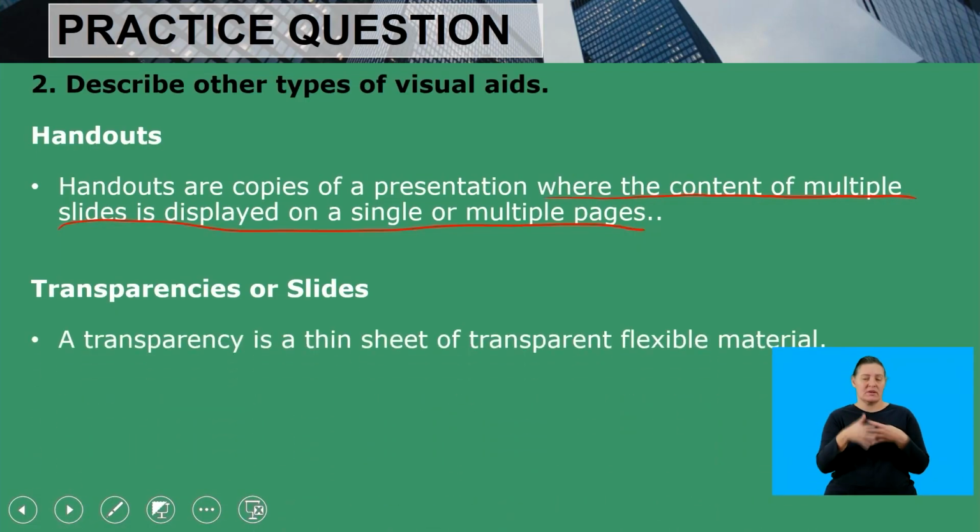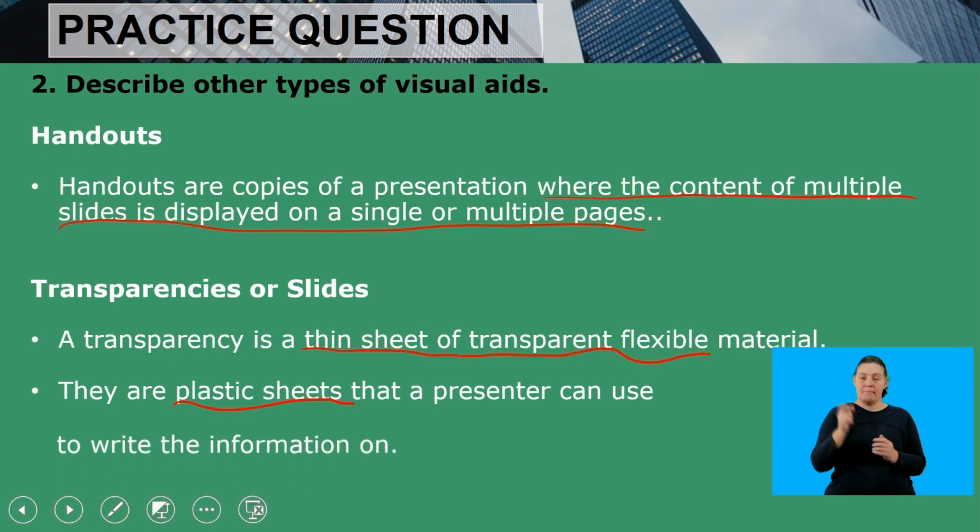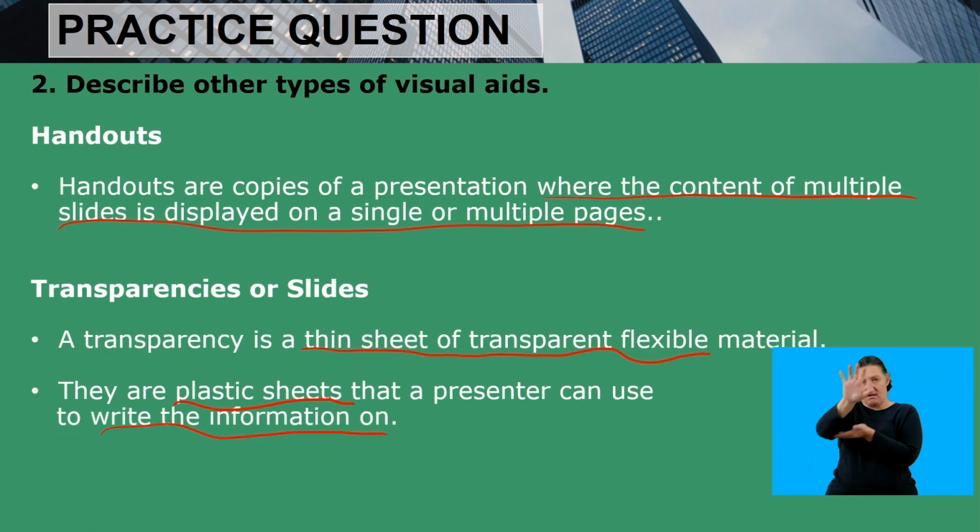Then we have transparencies or slides. A transparency is a thin sheet of transparent, flexible material. So it's not paper, but a thin sheet of transparent material. They are plastic sheets that a presenter can use to write information on. It's used when you use an overhead projector, whereby whatever you've written on this plastic sheet that we call a transparency can be projected on the wall, and the audience can see what is written on it.